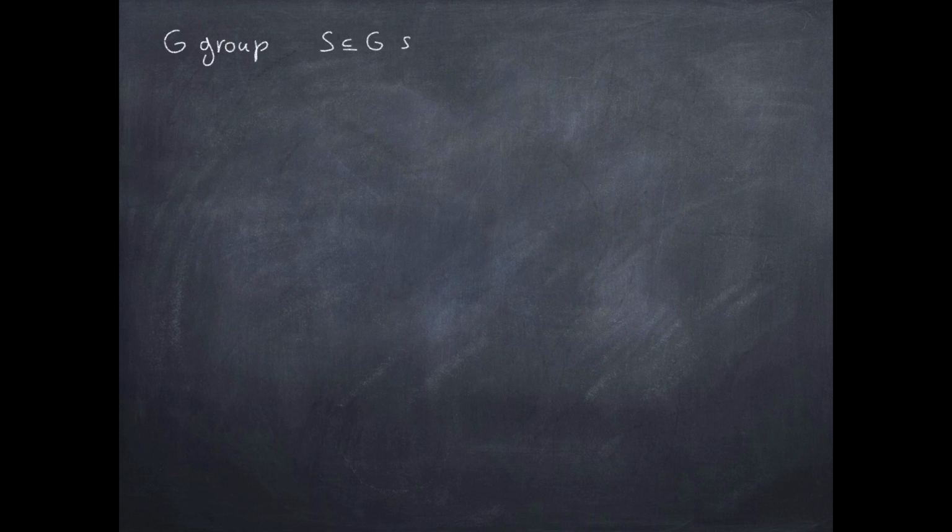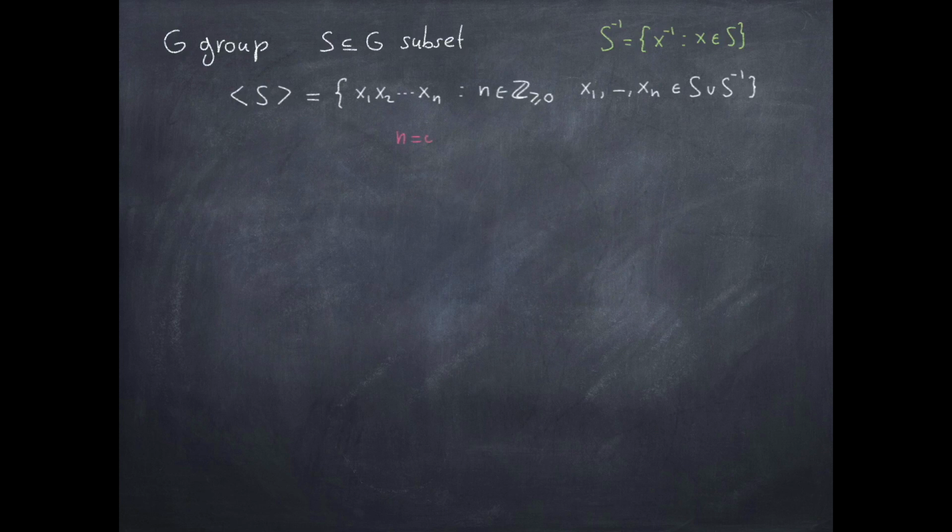Let G be a group, and let S be a subset of the group G. We will denote by S inverse the set of all inverses of elements from S. Now think of the elements in S and S inverse as building blocks. We can create new elements by multiplying any number of building blocks together.